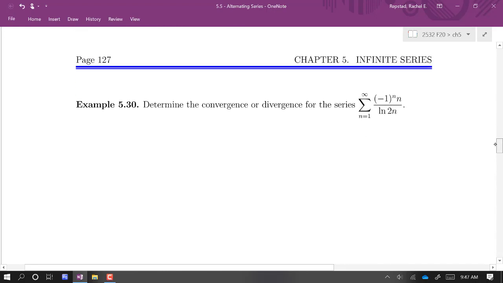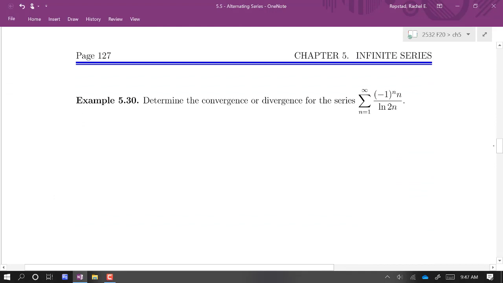Oh, let's try another one here. We want to determine the convergence or divergence for this series. Very clear right away, we could tell it's alternating. We got that negative 1 to the n already kind of peeled out. So let's check. Does the nth term approach 0? So let's look at the limit. And again, I can ignore the alternating part when I set this up. So we're going to look at the limit as n approaches infinity of n over ln of 2n.